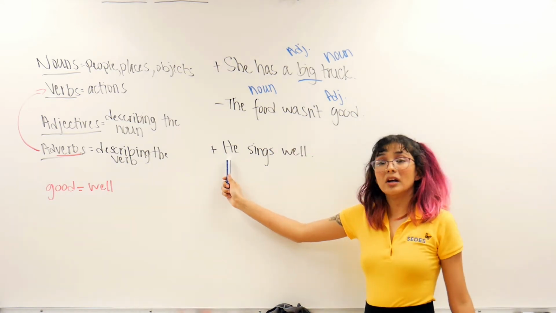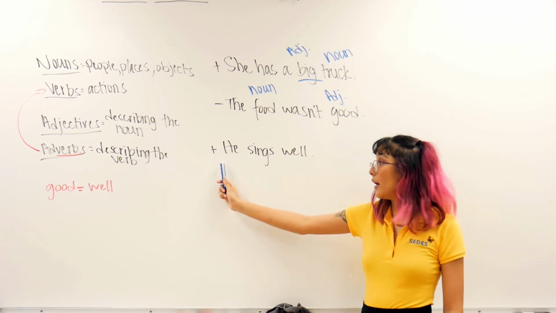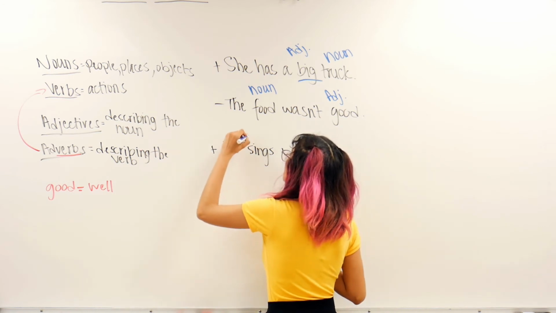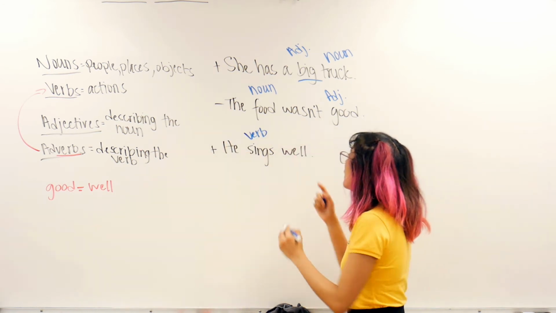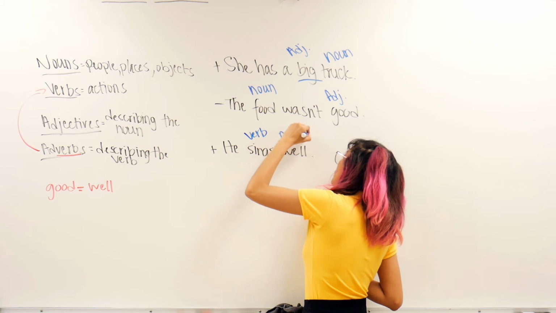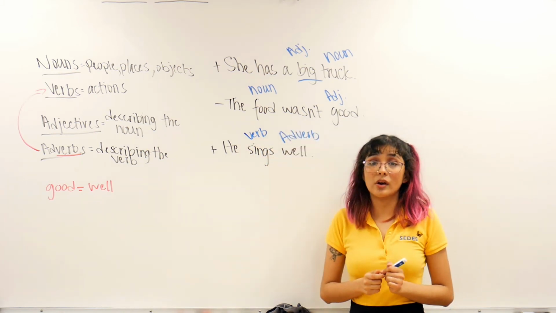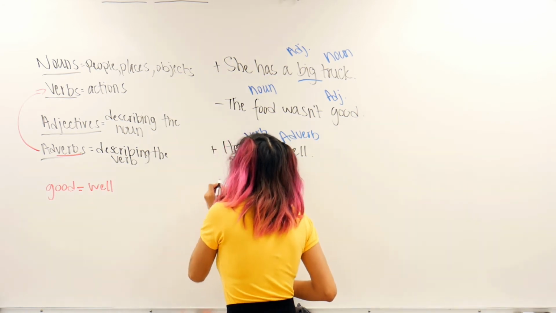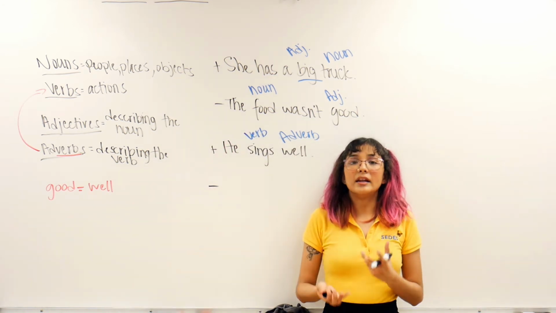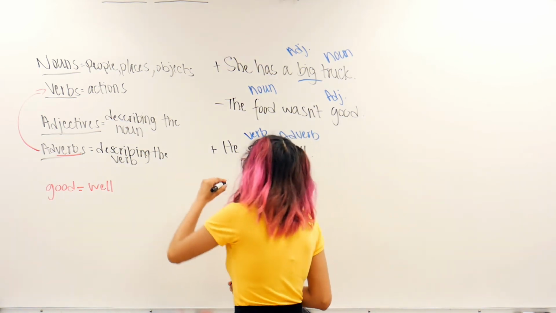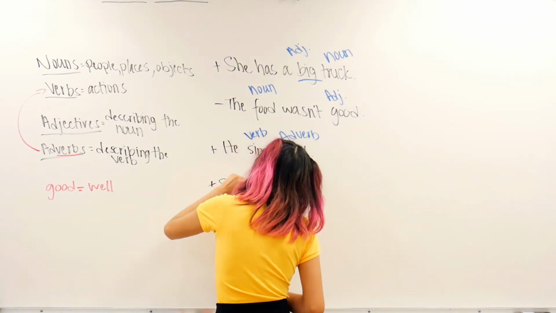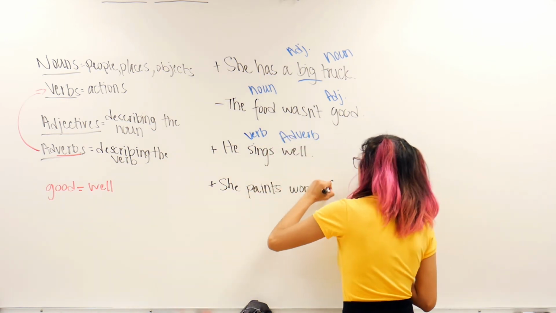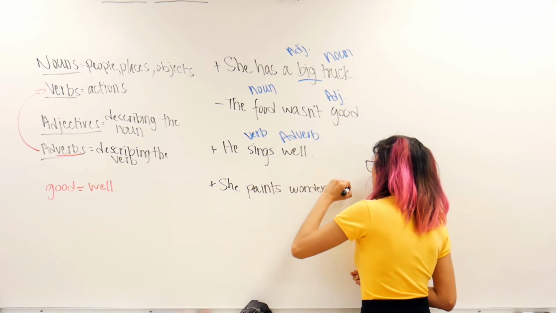Here, am I talking about he, the noun? No. Here I am describing the action, which is sing. So sings is my verb, and well is my adverb. Again, I'm just describing the action. I'm not describing the person. If I have my negative, again, we need to talk about an action. So if I say, she paints, and instead of just saying wonderful, I'm now going to say wonderfully.